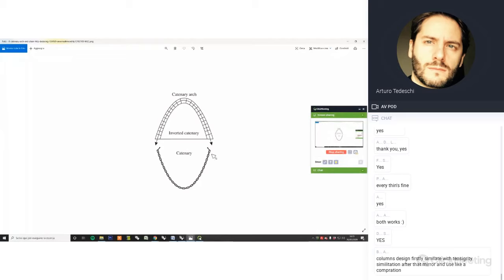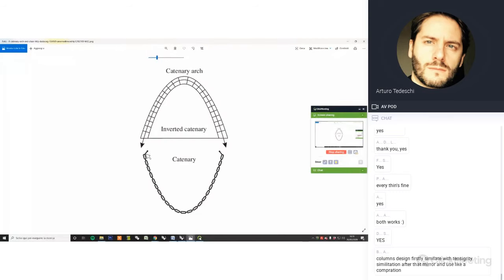So this kind of shape is an optimized one. When I say optimized, it means that basically we only have tensile stress. We don't have any kind of bending, but only tension inside here. So if we invert this kind of layout, this is called structural inversion.